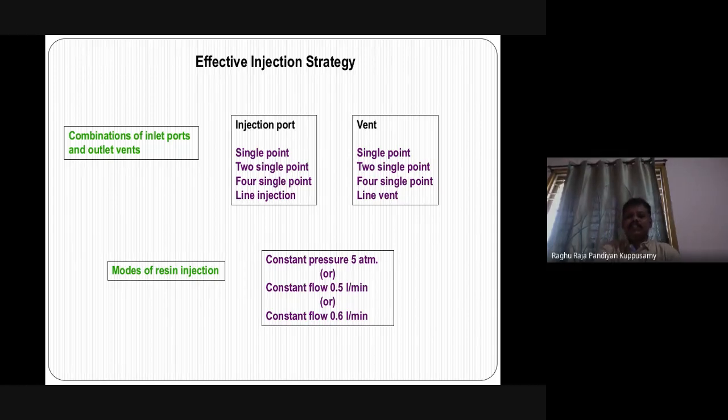And what are the modes of injection we have used? We have gone for a lot of permutations and combinations, and I'm presenting only selected ones. So you have numerous choices. We started from scratch, from 1 atmosphere to higher atmospheres, 1 liter to higher liters per minute of resin injection, and single point, multiple point. A lot of combinations we have done, and only selected ones have been chosen to present to you. So these are the results I'm going to show you.